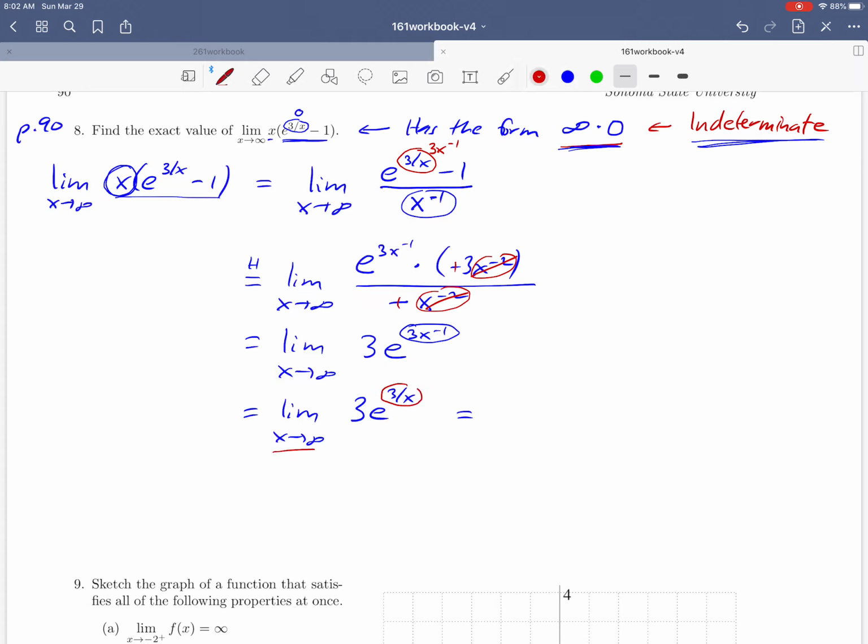So what it comes down to is, can we take this limit that we have here? All right, well, let's see. As x approaches infinity, what is happening to the fraction 3 over x? Well, we explored this a minute ago and convinced ourselves that 3 over x is approaching 0. So this should be 3e to the 0 in the limit. And that gives us our answer, which turns out to be 3 in this case.